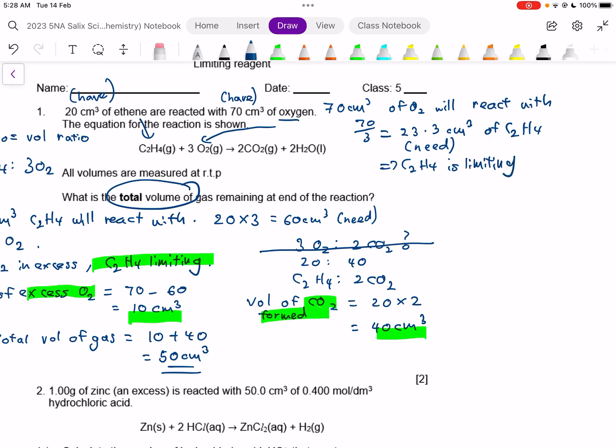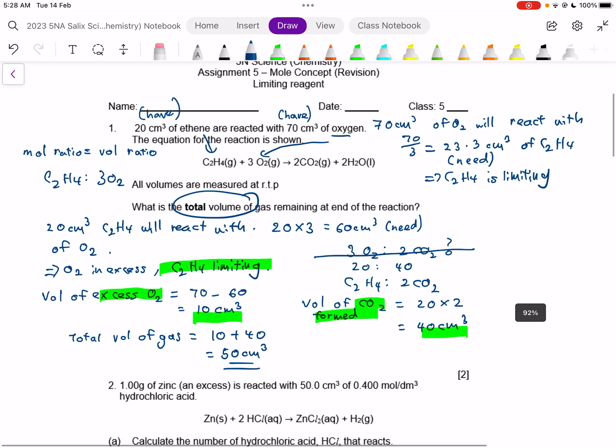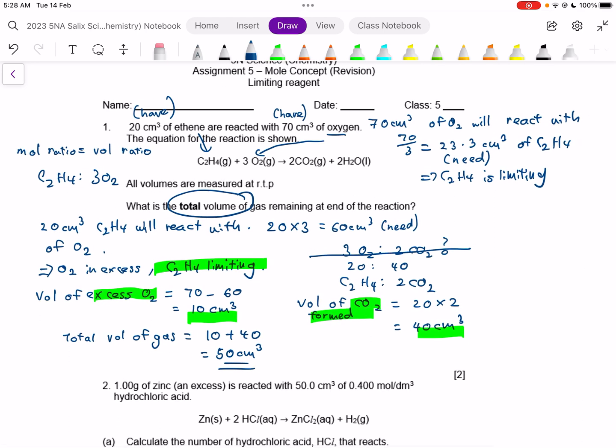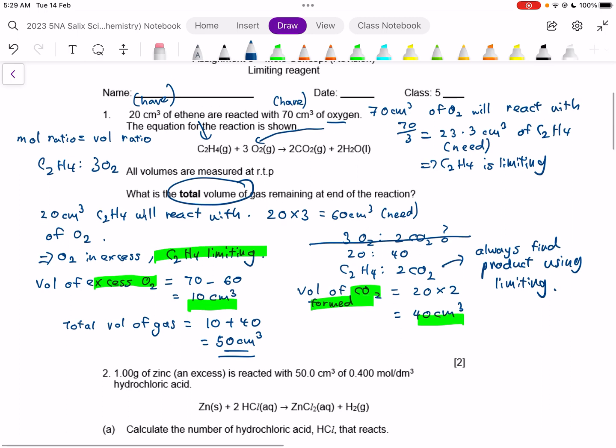So this case concludes with ethene being the limiting reagent as well. From there you can also find out the volume of CO2 based on your ethene. Always find the product using the limiting reagent, not the excess. Okay, so moving on.